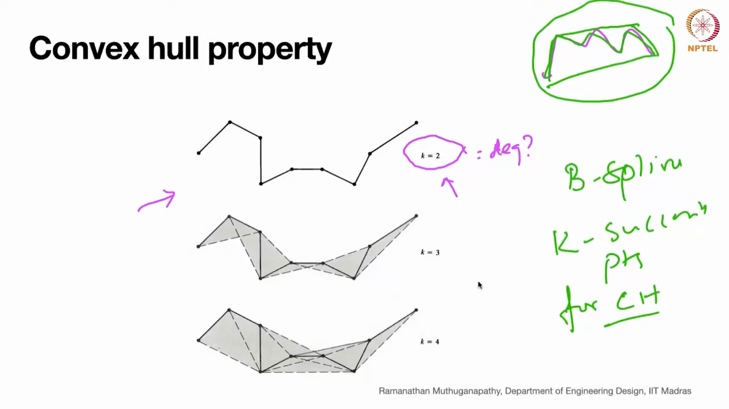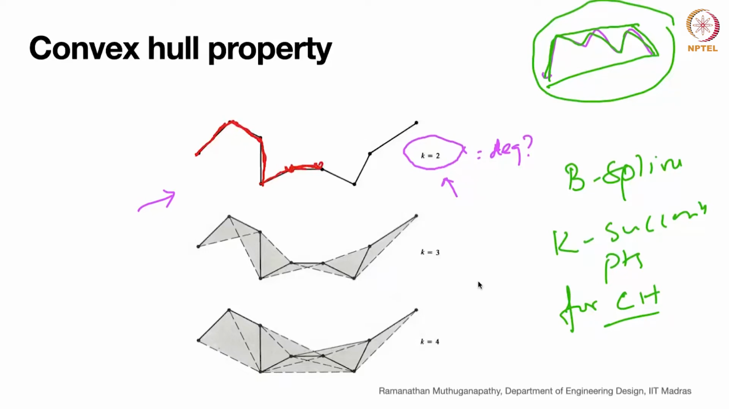Suppose if k equals 2, what does that mean? So the curve has to lie, one piece of the curve has to lie between the first 2 points. And then the second piece of the curve has to lie between the next 2 points. And if you keep doing it, what will be the curve here? So there is one piece that has to lie within this, another piece that has to lie within this, one more piece within this. So what will be the curve now?